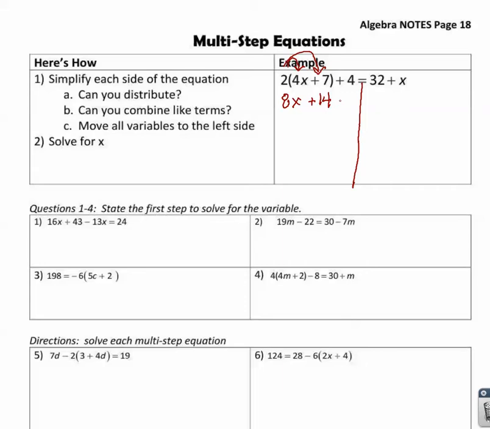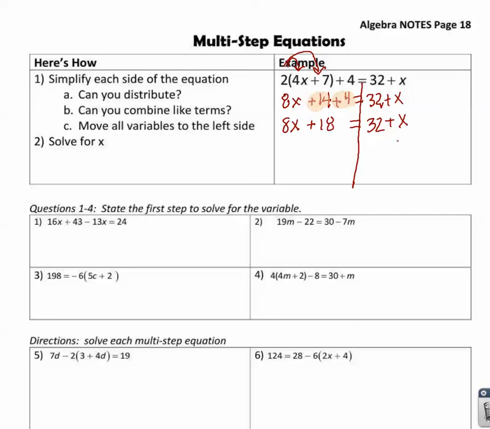Now let's bring everything else down. So plus 4 equals 32 plus x. Now you need to look at your left side and your right side and figure out if there's any terms that you can combine. So on my left side, I can combine 14 plus 4 to get a positive 18. So I'm going to bring everything else down.